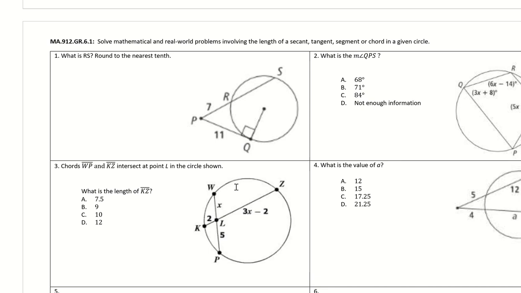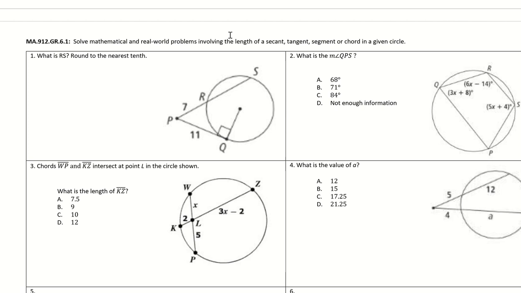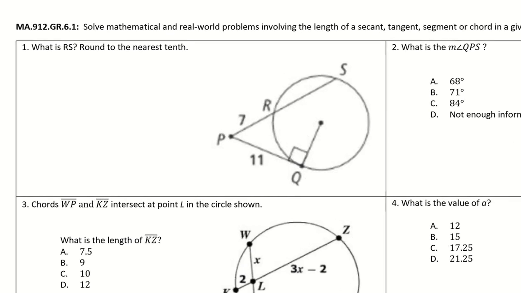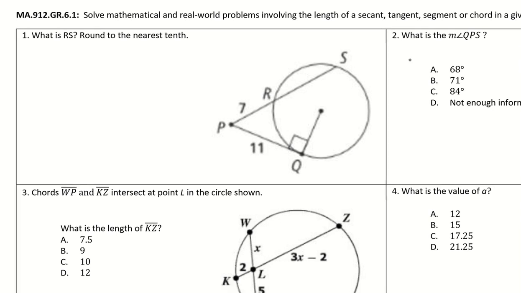All right, GR 6.1, solve mathematical real-world problems involving length of secant, tangent, segments, or chords. So this is a more recent topic with the chapter on circles. So remember, if you have two tangents or secants crossing on the outside of the circle, then in order to get the length, you would have to multiply the outer portion times the total length, right? So that's how we do that.